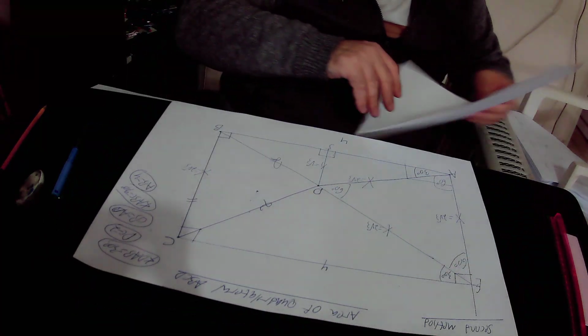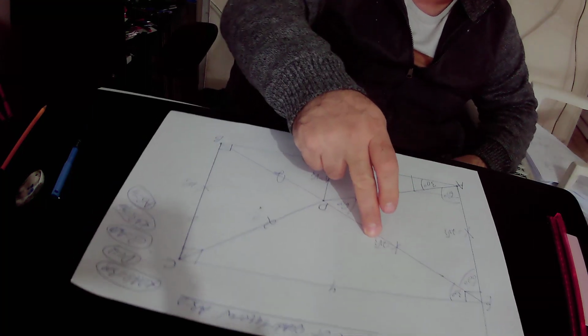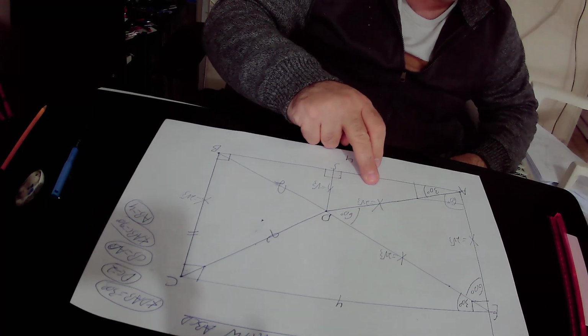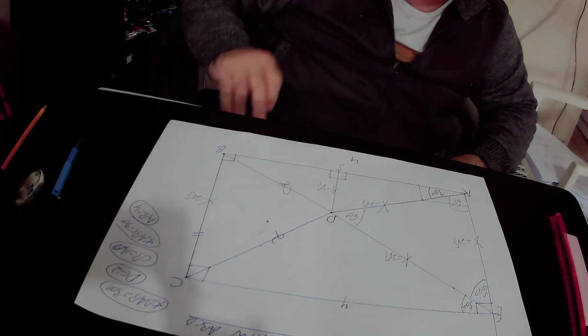So we can write here that x equals 2 times square root of 3 units. Here also x equals 2 times square root of 3 units, and here also.